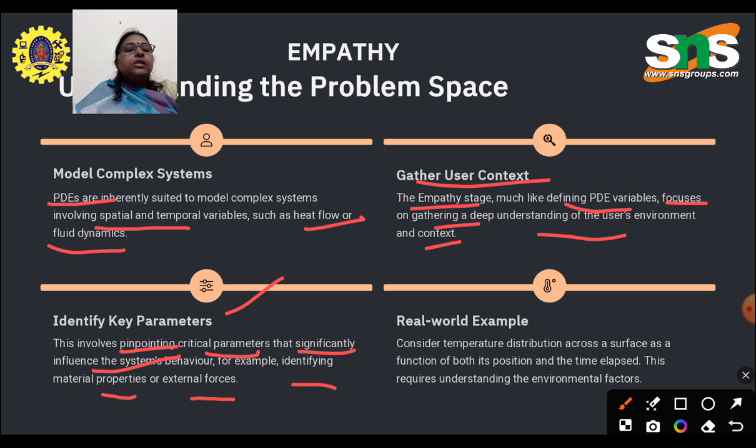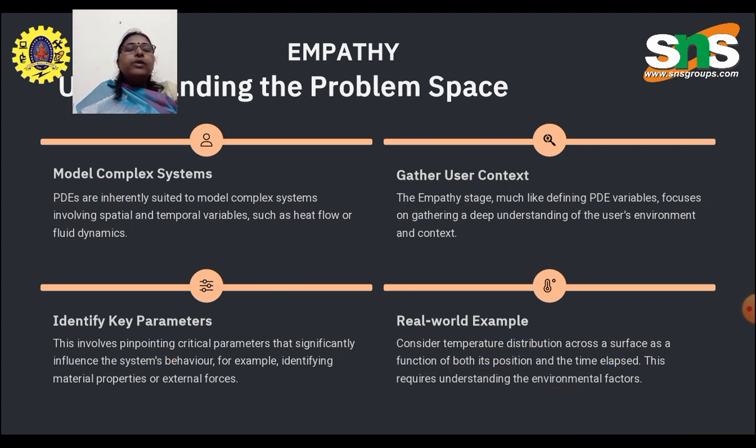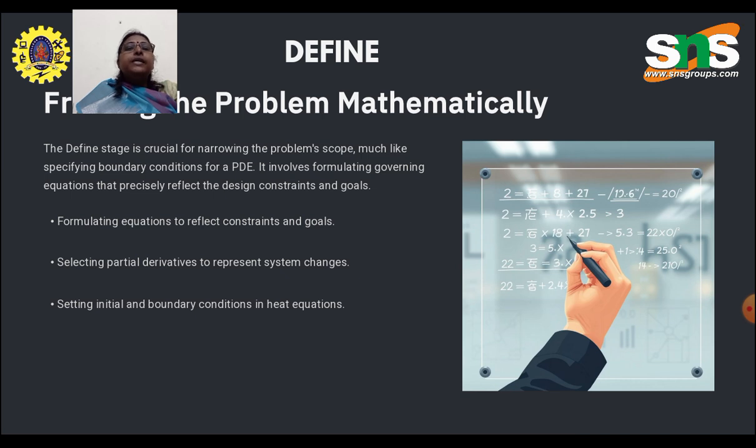Now I am considering the temperature distribution across a surface as a function of both its position and time elapsed. This requires understanding the environmental factors. So first we are understanding the problem space. This is the first stage of design thinking, empathy, and then we go to the second stage.